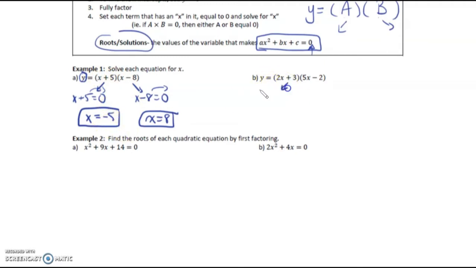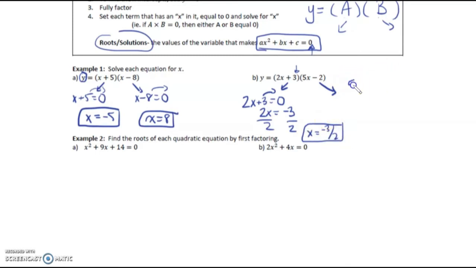A lot of individuals, if it's x plus 5, will just say, okay, minus 5. And that's fine until you get to a situation like b, where you actually have to rearrange and solve. We can't just say, oh, negative 3. We actually have to bring that over. So 2x equals negative 3, and now we have to divide out that 2. So we get x equals negative 3 over 2.